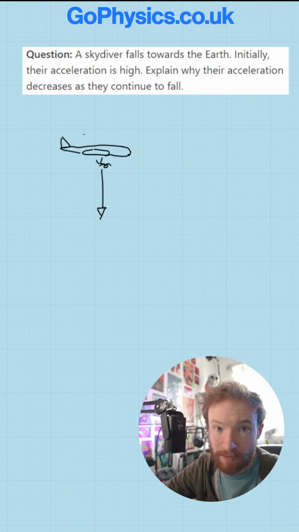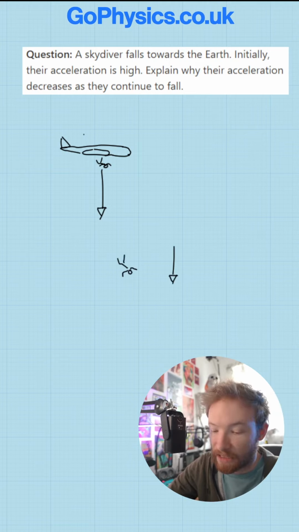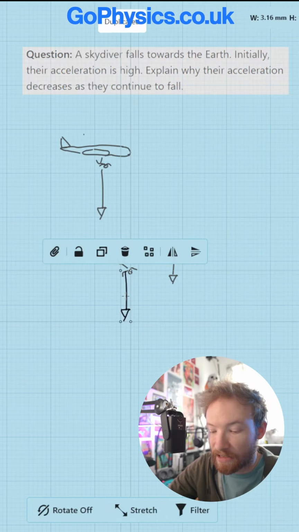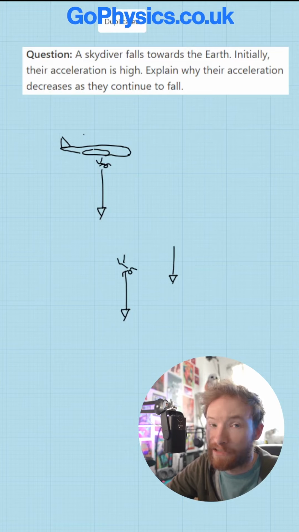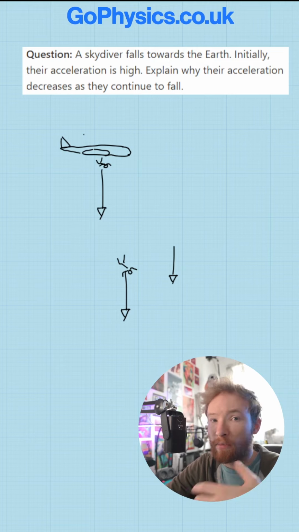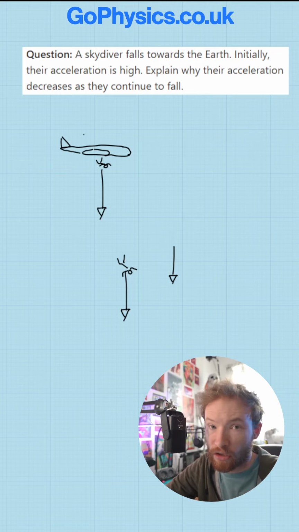As an object speeds up, so as they fall further from the plane, their velocity is going to increase as well. However, that weight is going to stay the same because their mass isn't changing. That force downwards stays the same. But you might have noticed this if you've ever been in a car and you've put your hand out the window. The faster that you are moving against air, the more air resistance and drag that you will feel.